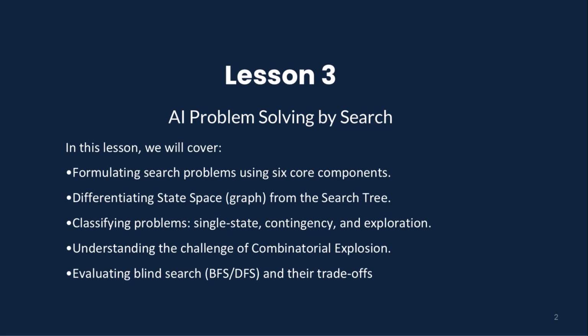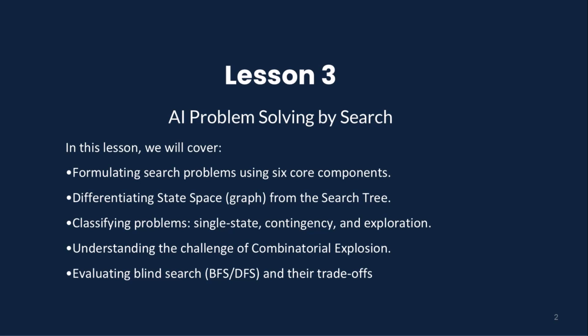Last week, we talked about intelligent agents, those digital brains that perceive and act. But how does an agent, say a GPS or a game AI, figure out the best next move? It doesn't guess, it searches. So in this lesson, we are going to break down exactly how we, as computer scientists, formalize a real-world problem like navigating a maze or solving a puzzle so a machine can actually solve it. This is where the magic begins.